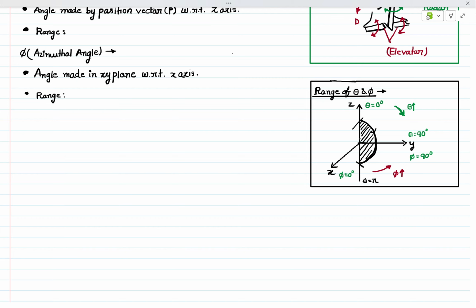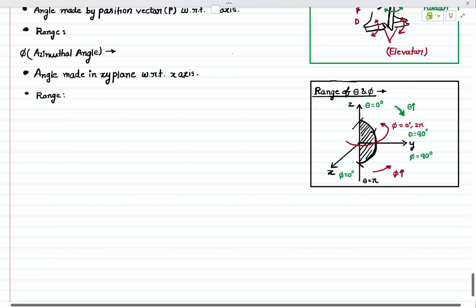And if I rotate this semicircle for one complete revolution, that means theta is fixed. Theta has been varied from 0 to pi, and now I am not varying theta. Now we rotate this semicircle for one complete revolution. That means I have varied phi from 0 degree to one complete revolution, that means 0 to 2 pi, right?